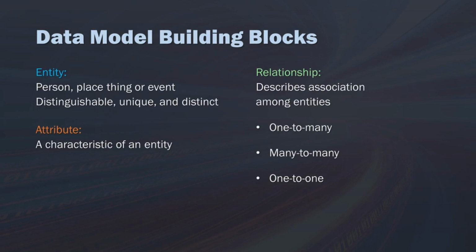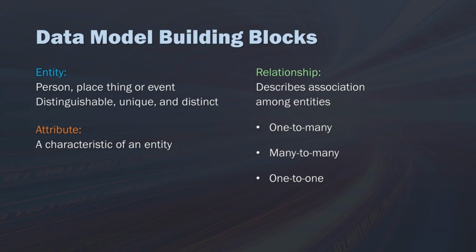The building blocks for this relational model are really three simple things. We have entities, which are a person, place, thing, or event. These are very distinguishable. They are unique, they are distinct. For example, I could be an entity, Sadie St. Lawrence, and then we have attributes, which are characteristics of this entity.